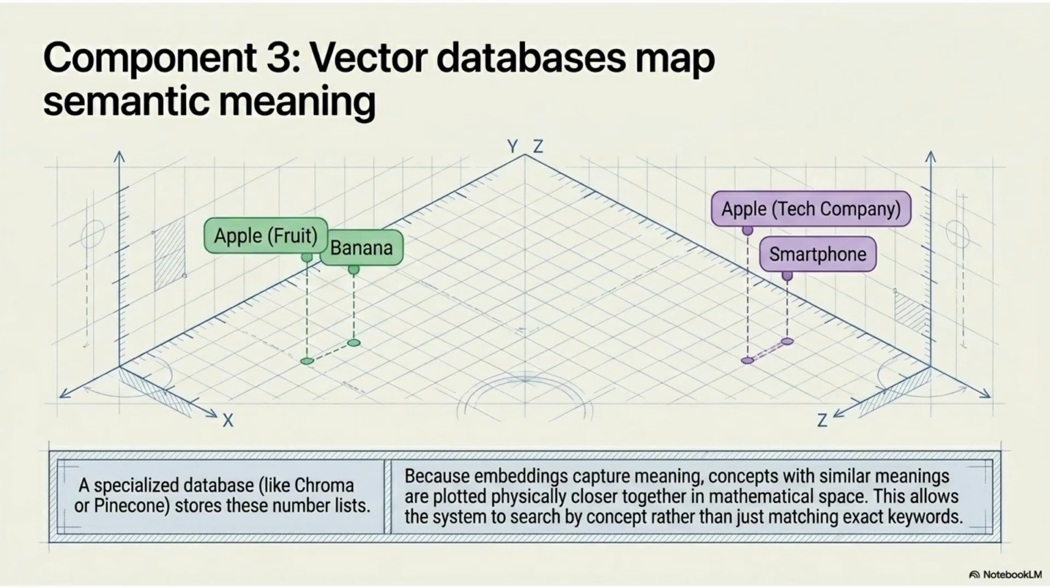So apple as a fruit will be closer to banana, which is a fruit, and apple as a tech company will be placed near the smartphone, which is related to tech. So this lets the system search by concept and not just by matching keywords, which is a massive upgrade over old school search.